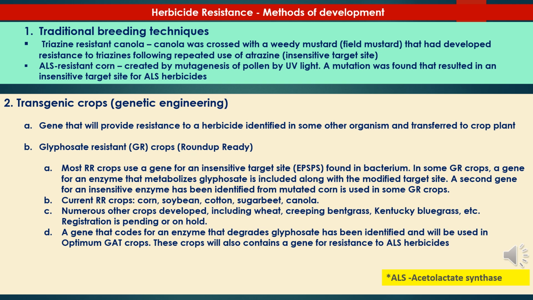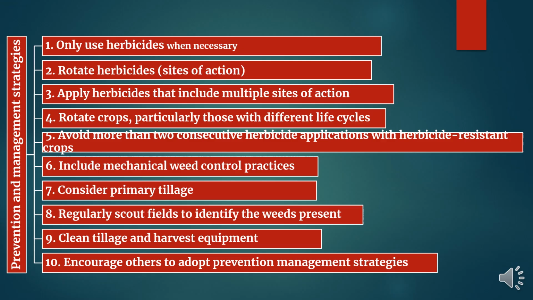And numerous other crops were also developed, like wheat, creeping bentgrass, Kentucky bluegrass, etc. There are also genes that code for an enzyme that degrades glyphosate, which have been identified and will be used in optimum gate crops. These crops will also contain a gene for resistance to ALS herbicides.